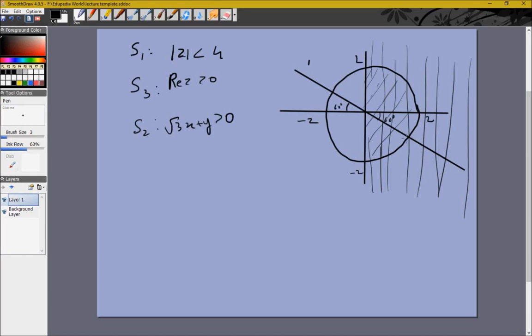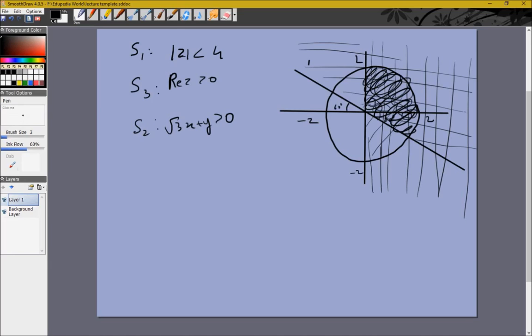Root 3x plus y greater than 0 is on the upper side of this line. Right, so all of this is root 3x plus y greater than 0. And we can see the part where these three intersect is this region, this sector. This is S, which is the intersection of the three. What is the area of S?